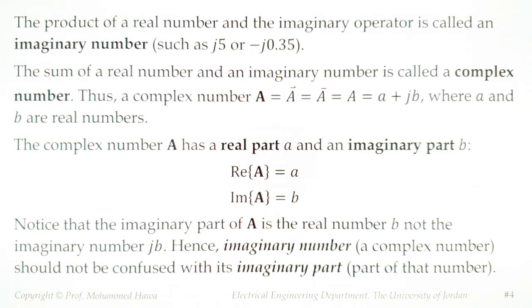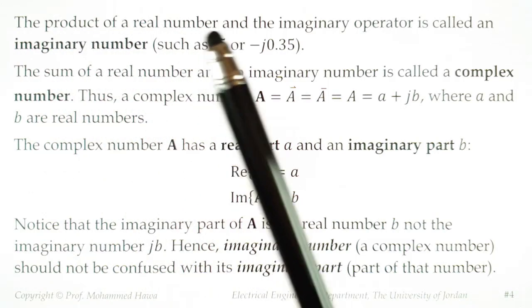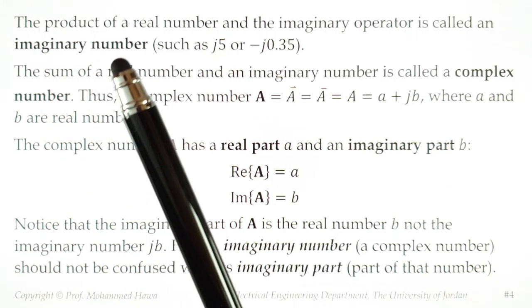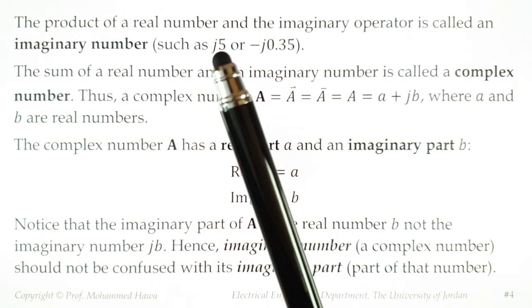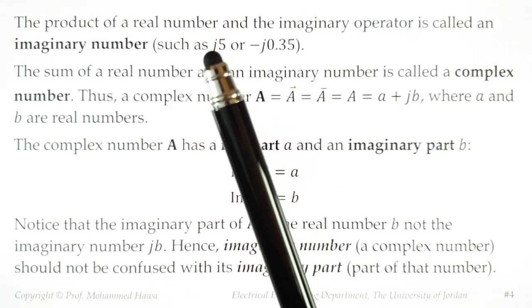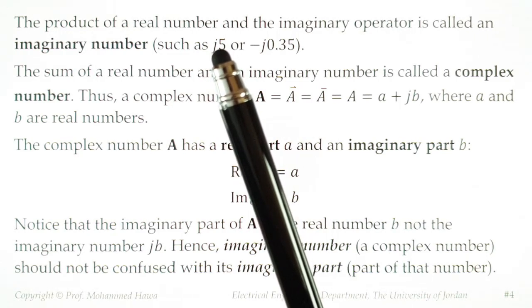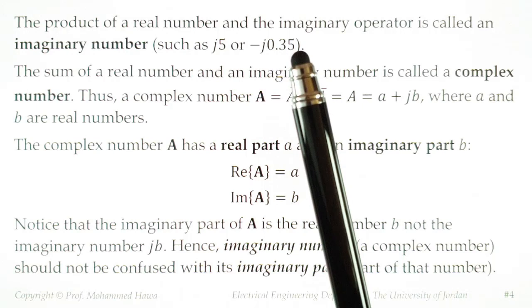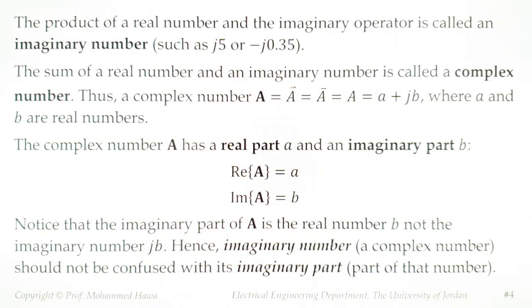Now that you understood the imaginary operator, let's move one step further. The product of a real number and the imaginary operator is what we call an imaginary number. For example, if you multiply 5, that's a real number, by j, the imaginary operator, you get j5. That's what we call an imaginary number. Same thing here. If you take -0.35, that's a real number, multiply it by j, you're gonna get the imaginary number -j0.35.